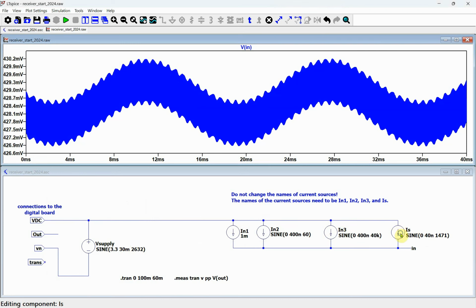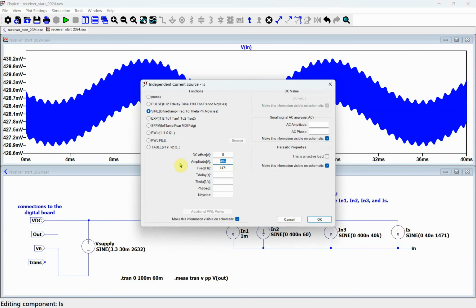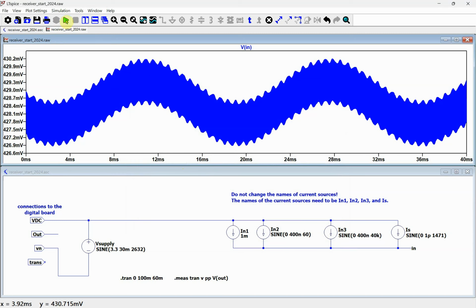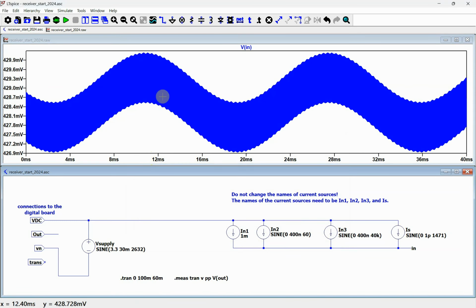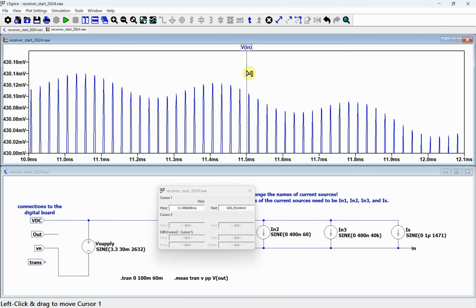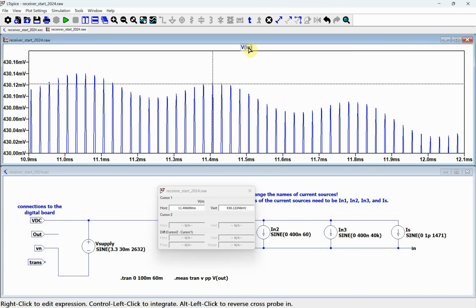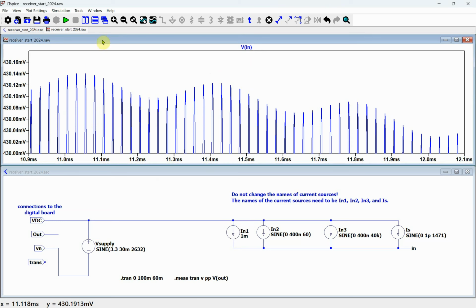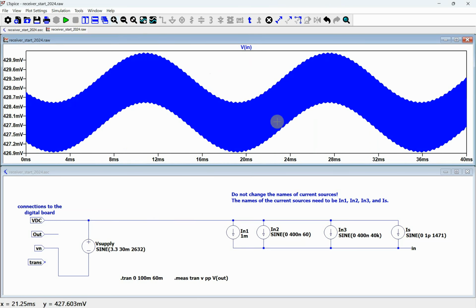But what we want to do now is turn off our signal. So we're going to make that 1 pico. We're going to rerun this. So now, again, this is our 60 hertz noise, our really fast 40 kilohertz noise. And now, since we don't have our signal, we can see that there's this wobble right here, and that's going to be this noise right here. So if I put a cursor on a peak here, and another cursor on a peak about there, you see it's about 2.6 kilohertz. So this is all noise.